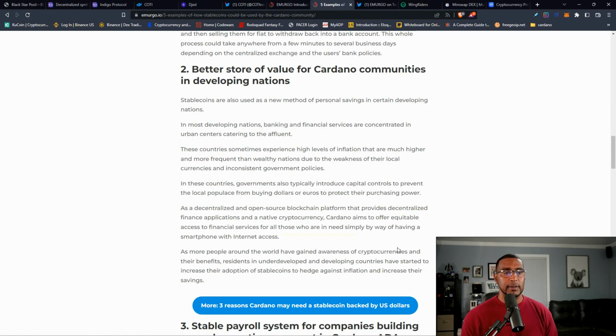And number 2, better store of value for Cardano communities in developing nations. Now continuing, these countries sometimes experience high levels of inflation that are much higher and more frequent than wealthy nations due to the weakness of their local currencies and inconsistent government policies. In these countries, governments also typically introduce capital controls to prevent the local populace from buying dollars or euros to protect their purchasing power.